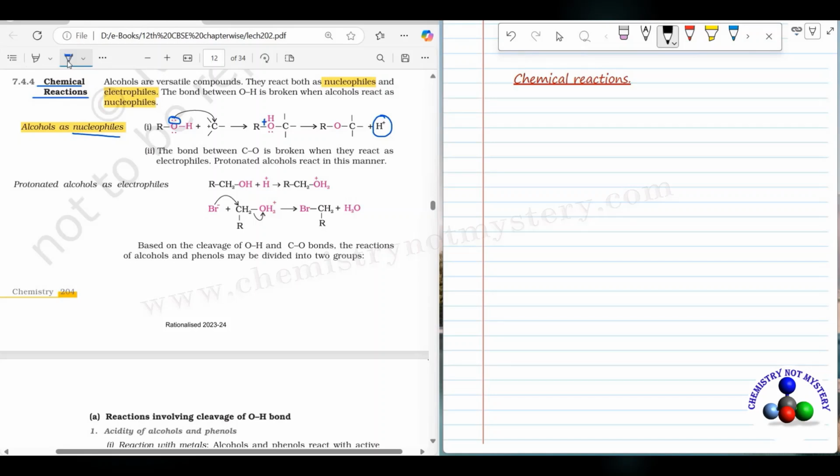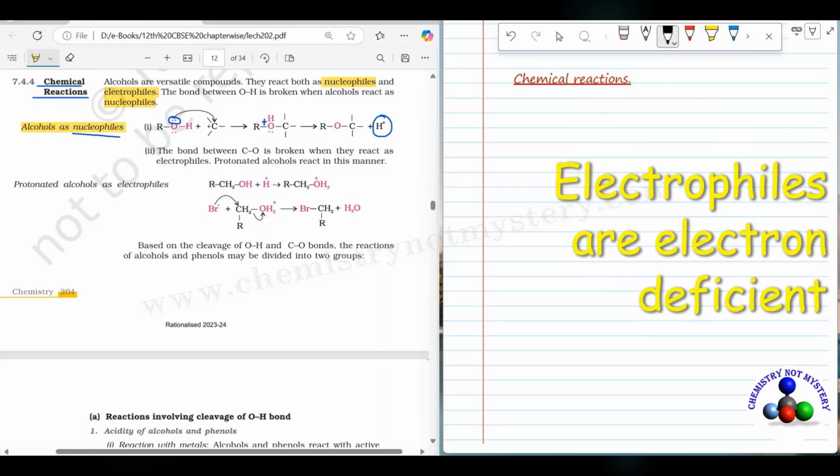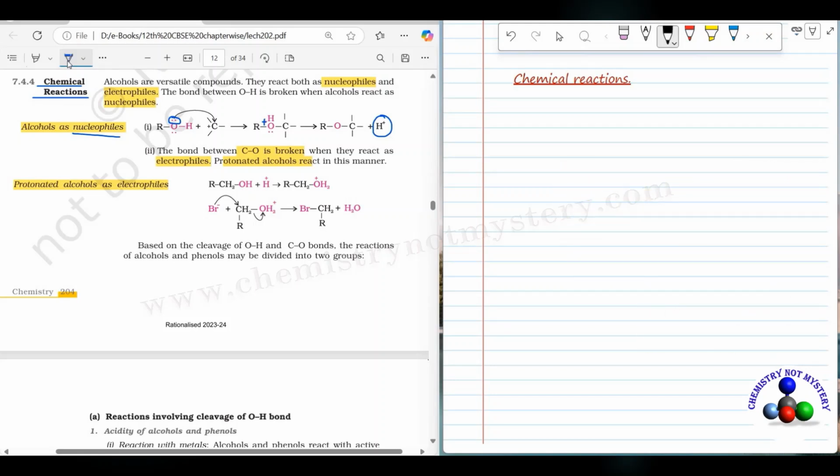Now let's see when it acts as an electrophile. In the second condition, the bond between C and O is broken when they react as an electrophile. Protonated alcohol reacts in this manner. So here the reaction is given when the protonated alcohol acts as an electrophile. Now let's examine the reaction. Here this is alcohol, when it receives H plus ion from the medium and gets protonated. It will form protonated alcohol.